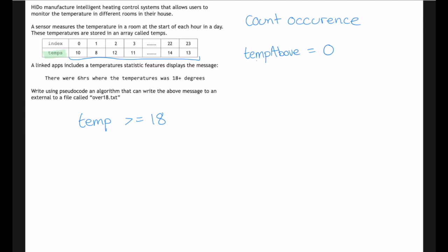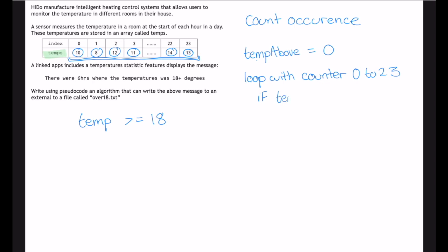So we now need to go through our array and look at each individual value within our array. So we're going to need a loop with a counter. And we know, because we are storing the number of hours in a day, that we have got 24 values. So we're going from 0 to 23. Then as we look at each value, we need to see if the value is greater than or equal to 18.